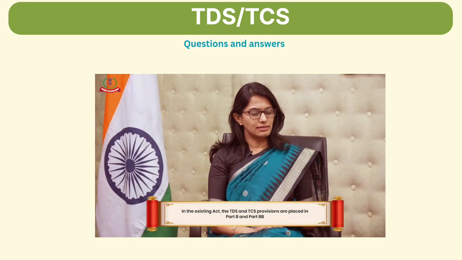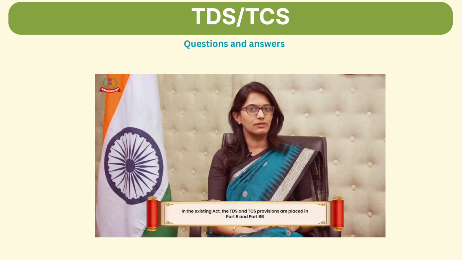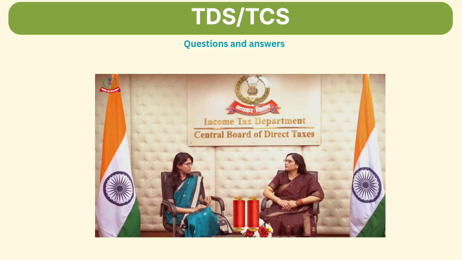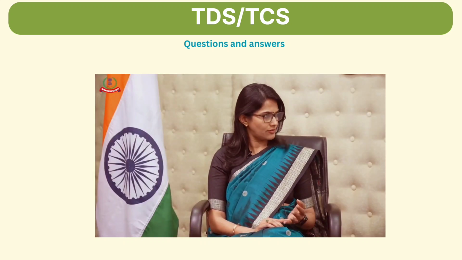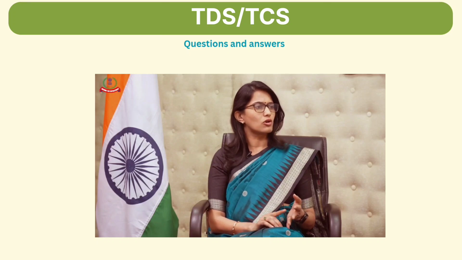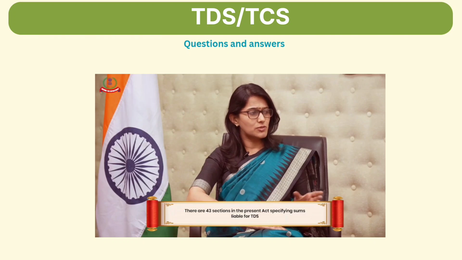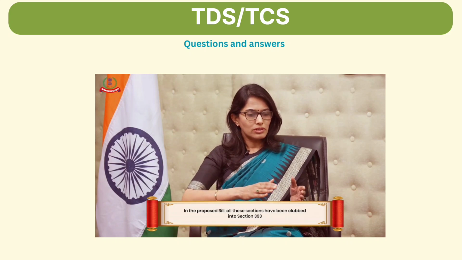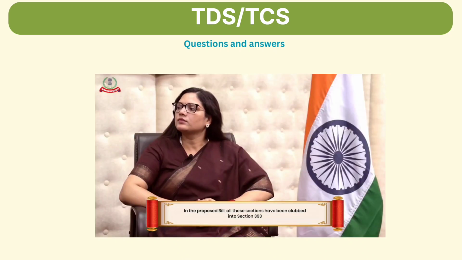In the existing Act, the TDS provisions and TCS provisions were placed in Part B and Part BB respectively. In the proposed bill, these provisions have been merged into one part, that is Part B. This part contains all provisions related to TDS, TCS, filing of statements, their processing, consequences of default, etc. Now, in the existing Act, there are 43 sections which specify various sums which are liable for TDS. It depends on the status of the payer or payee. So, in the proposed bill, all these sections have been clubbed into one section, namely section 393.